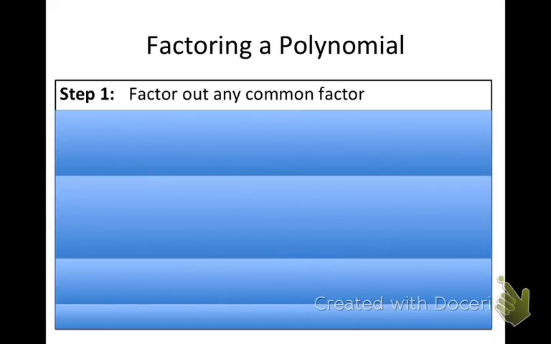Step number 1, you should always be asking yourself, can I factor out a GCF? So can you factor out any common factor? It should always be the first question you ask yourself, because if you can, it'll make your life a lot easier, it'll make your numbers smaller, it'll make your variables have smaller exponents. If you can't factor out a GCF, then skip that step. Okay, so first thing I should always ask myself, can I factor out a GCF?